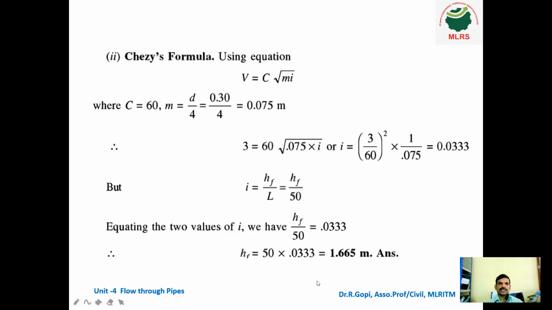So next, Chezy's formula. We know that V is equal to C root mi. C is equal to 60, it is given in the question. And m is equal to hydraulic mean radius, or sometimes it is called hydraulic mean depth.